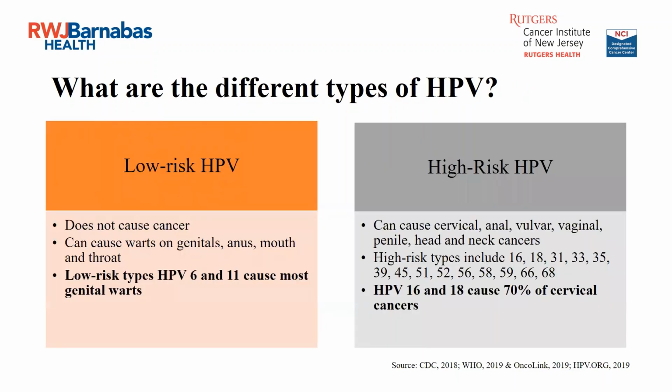So I just mentioned that some types of HPV can cause warts and some types can cause cancers. So there are two different categories of HPV: low-risk HPV and high-risk HPV. Low-risk HPV is called low risk because it does not cause cancer. However, it can cause warts on the body. Low-risk types HPV 6 and 11 are responsible for most genital warts cases. On the other hand, high-risk HPV is called high risk because it can cause cancer. High-risk HPV types 16 and 18 are responsible for most cervical cancer cases.